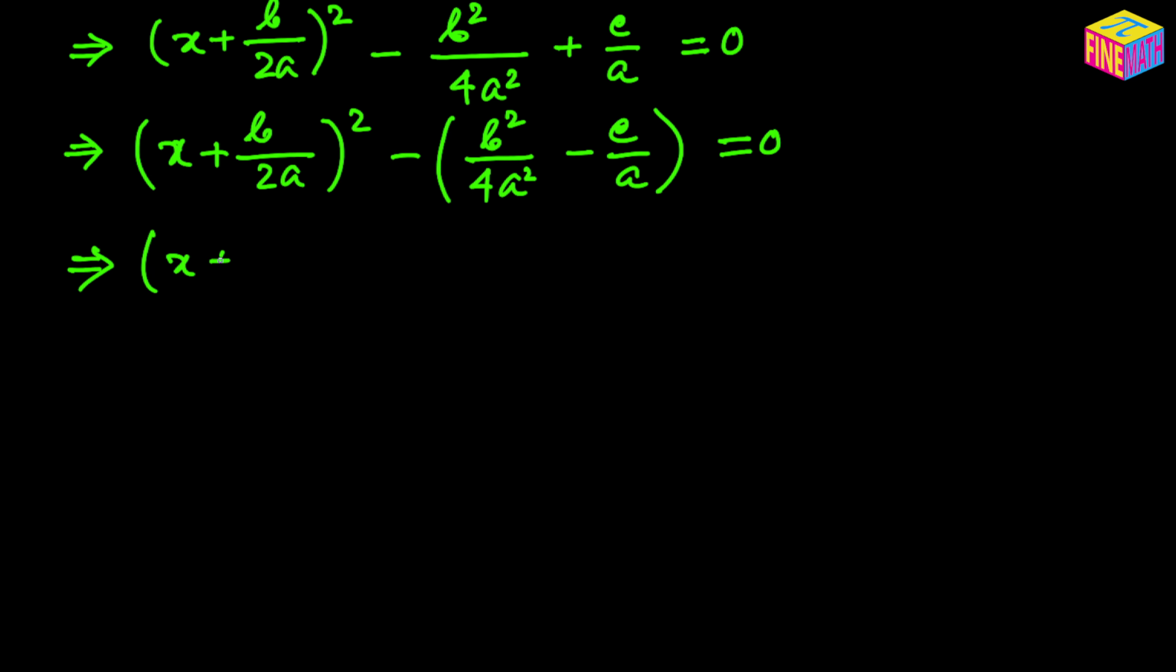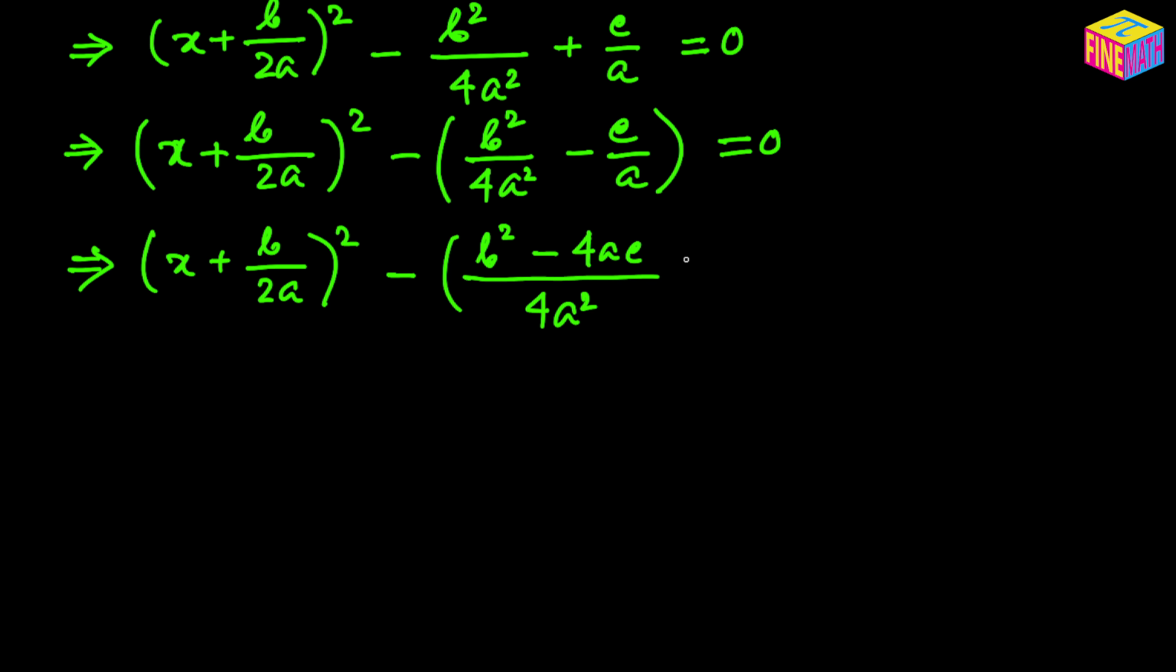x plus b by 2a as is, no change here, x plus b by 2a whole square minus, let's try to simplify this. So what is our LCM? Our LCM is 4a squared. So for the first term, the LCM and the denominator are the same, so it will be just b squared, and then minus, here the denominator is a, but the LCM is 4a squared, so it will be 4a times c, so it will be 4ac, right? That is equal to 0.